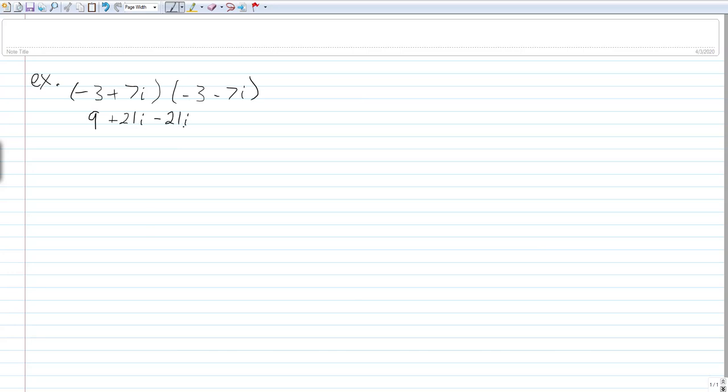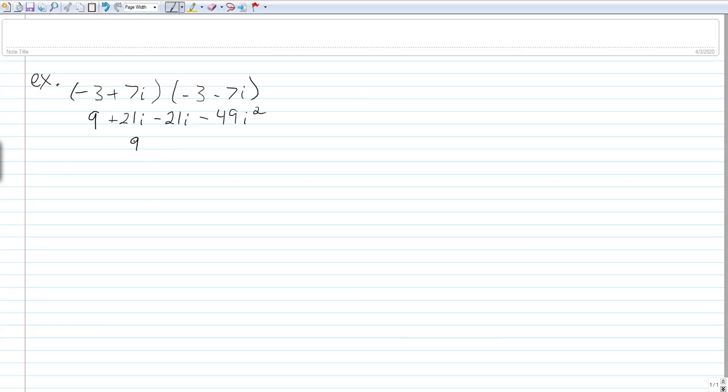And so note what's happening here. These two terms are opposites, or they're called additive inverses. If we add them together, they equal 0. So those two middle terms will go away. This will always happen with conjugates. 7i times negative 7i, last, is negative 49i squared. So these two terms in the middle are gone when we add them together.